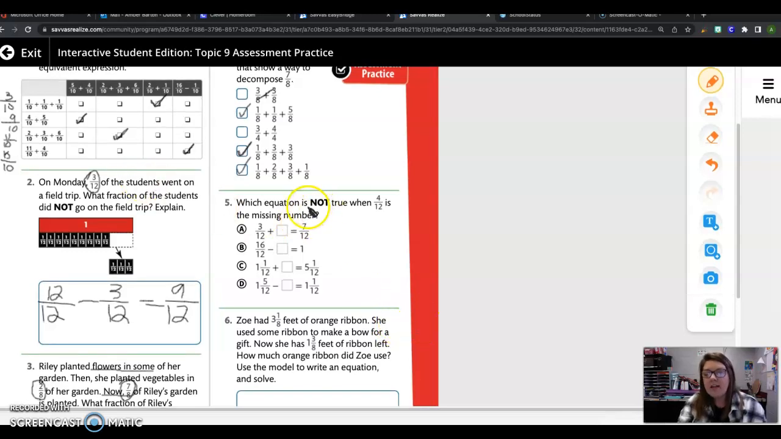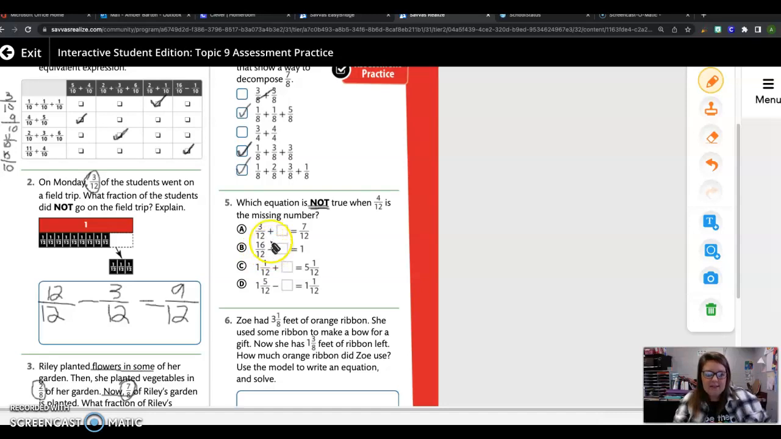Which equation is not true when 4/12 is the missing number? Meaning, if we were to put 4/12 in these little boxes, which of these equations is not true? Okay? It's important that we recognize it says not true. So let's look here. 3/12 plus 4/12. What will that equal? 7/12. So is that one true? Yes, it is. 3/12 plus 4/12 equals 7/12. That is not our option.